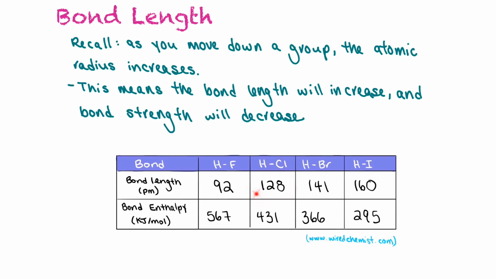Between hydrogen and chlorine, moving down one in the halogens, it's 128 as the bond length. And the bond energy goes down, it's 431. And then hydrogen bromide, the bond length is even longer, and the bond enthalpy is even smaller. And then finally hydrogen iodide, the bond length is the longest in that column, and the bond enthalpy is lowest as well.